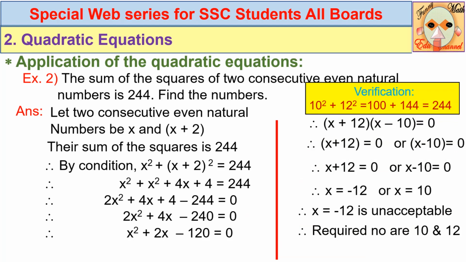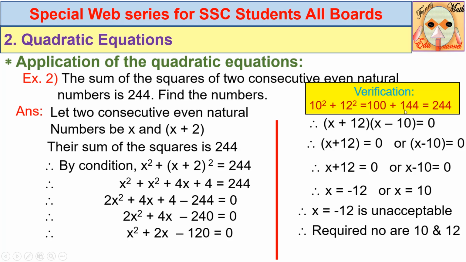You can verify. How? We can verify, that is the numbers 10 and 12. 10 square plus 12 square equal to, addition is 100 plus 144.